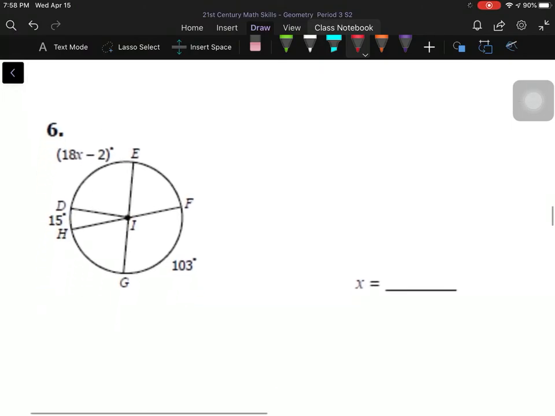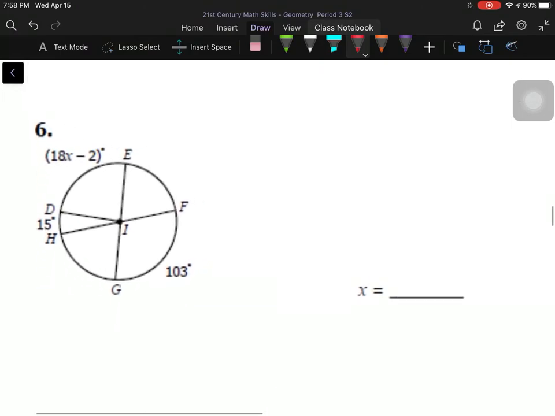Okay, let's try another one. So that one, again, we're using different pieces to figure things out. Okay, well, again, a couple ways. As soon as I saw this, my brain saw that diameter. I said, okay, well, I know that's 180. So if I take 180 minus 103, that's 77.